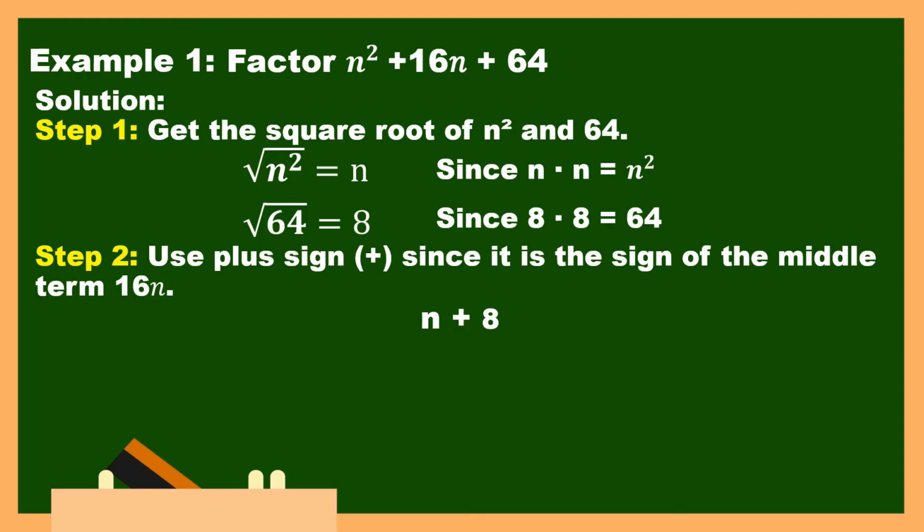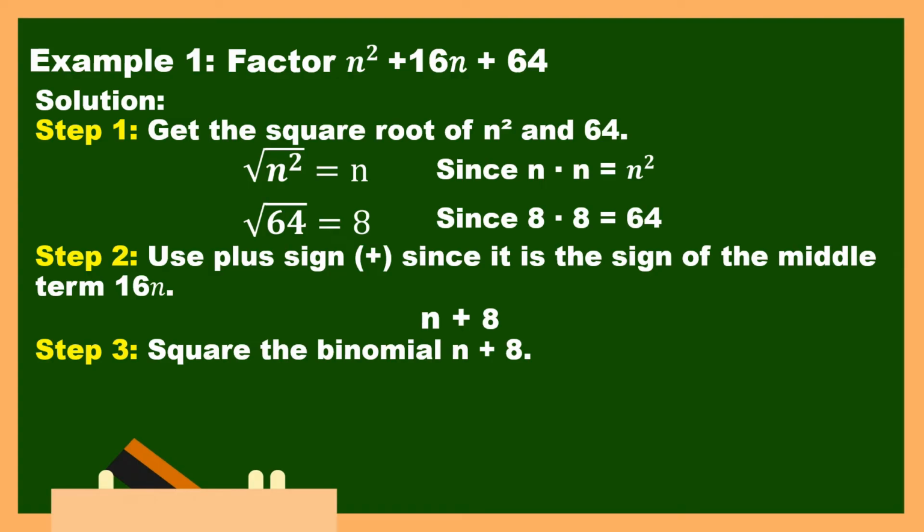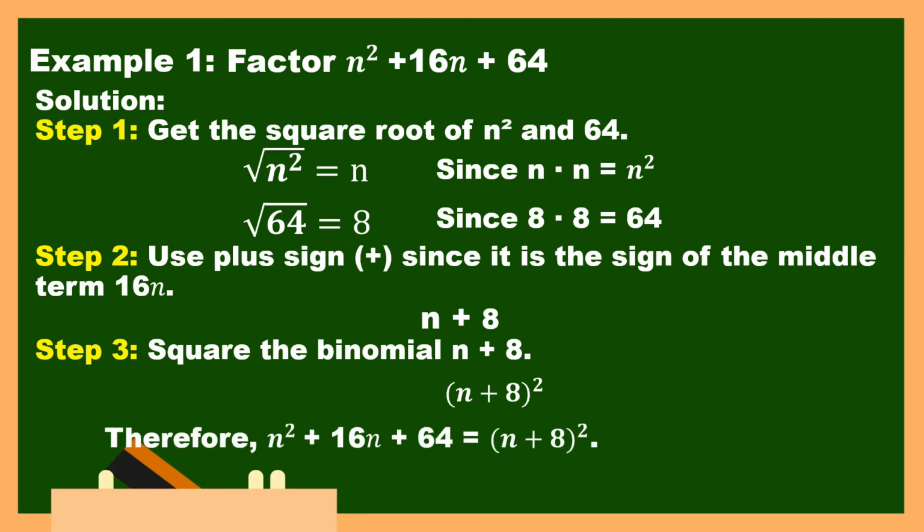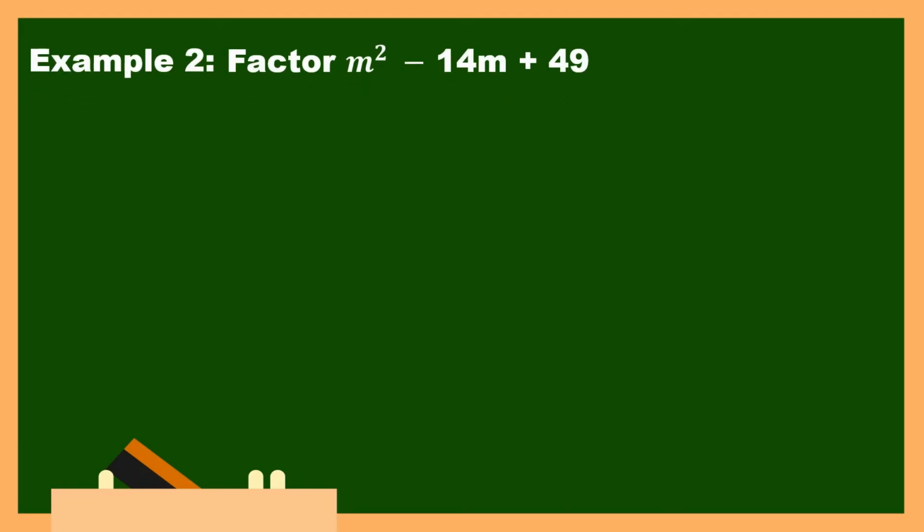So, si n ay yung square root ni n squared at ang 8 naman dito ay yung square root ni 64. Step 3, square the binomial n plus 8. Kaya siya magiging the quantity of n plus 8 raised to 2. Therefore, n squared plus 16n plus 64 is equal to the quantity of n plus 8 squared. Let us have another example. Factor m squared minus 14m plus 49.